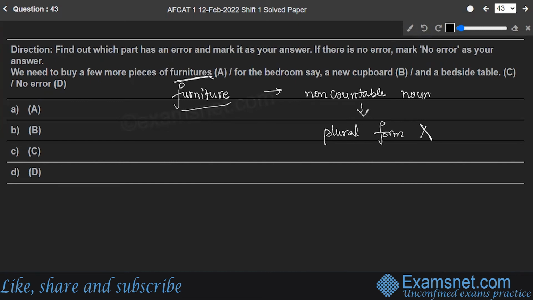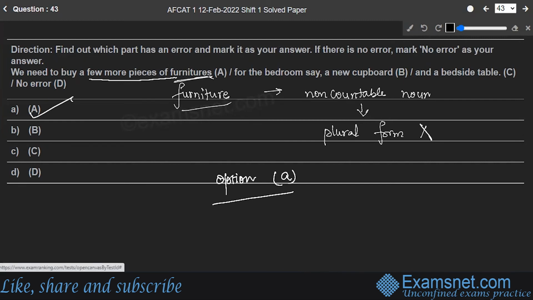We need to buy a few more pieces of furniture instead of furnitures. So this is the option which is correct. Hope this is clear. Let's move to the next question.